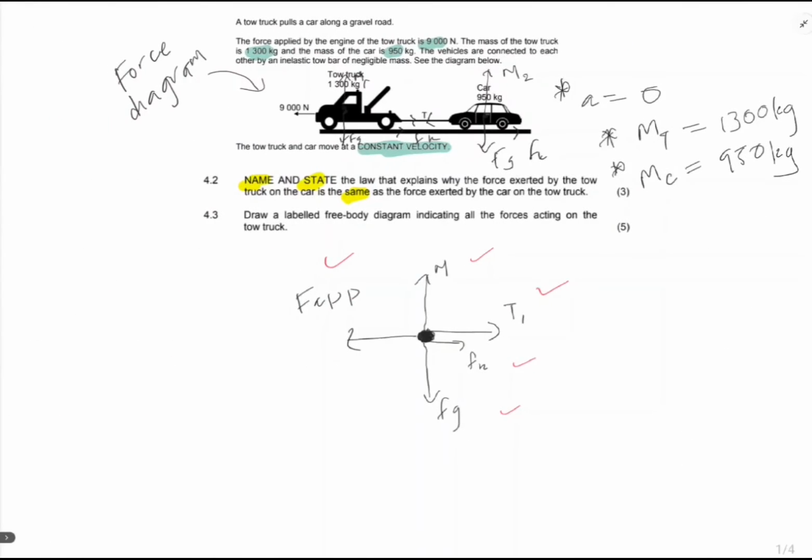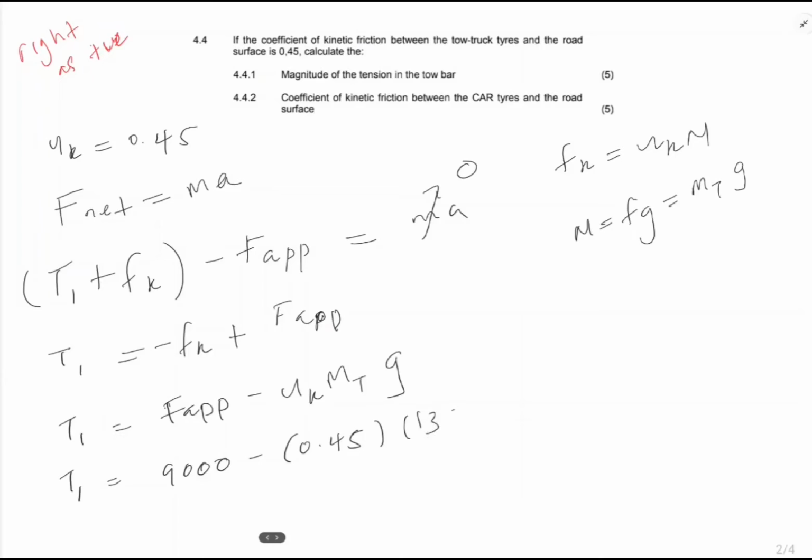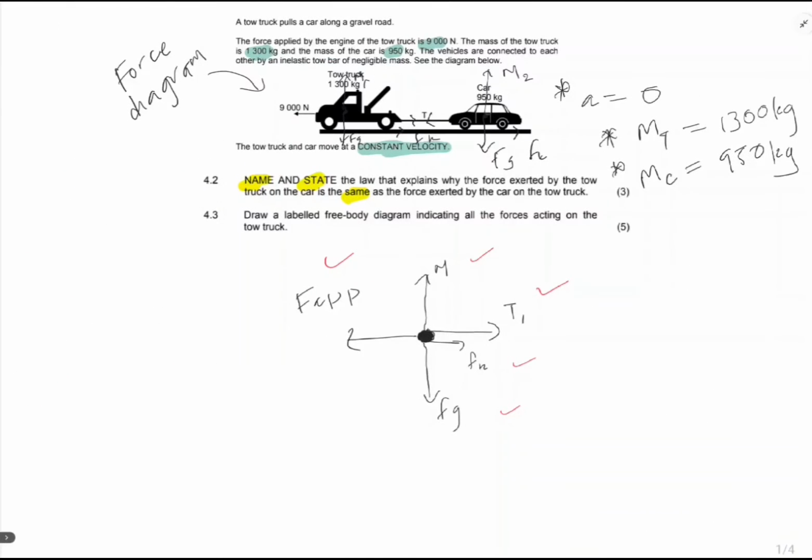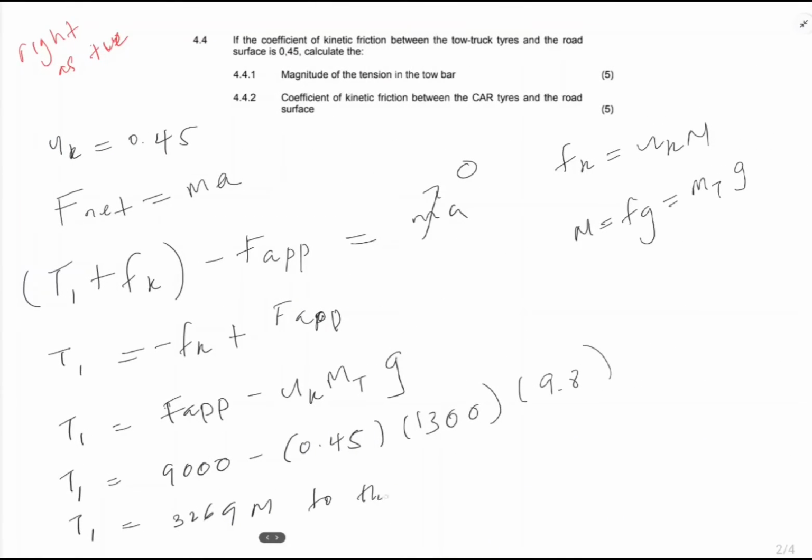What is the mass of the tow truck? Great. 1,300 times 9.8. This is always given in the formula sheet, the gravitational acceleration. So T1 is therefore equal to 3,269 Newton. To the left. That's the tension force.